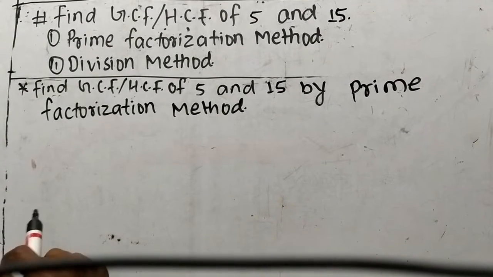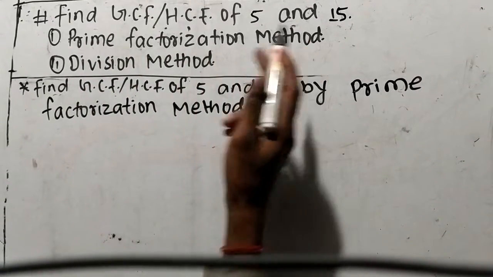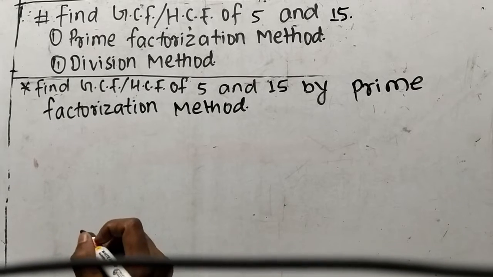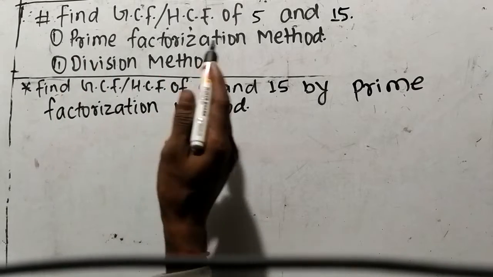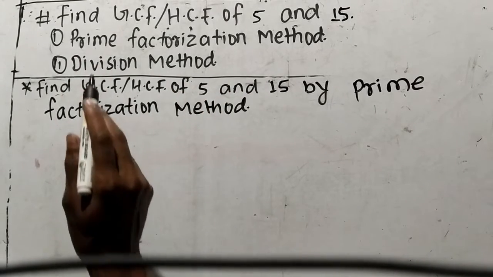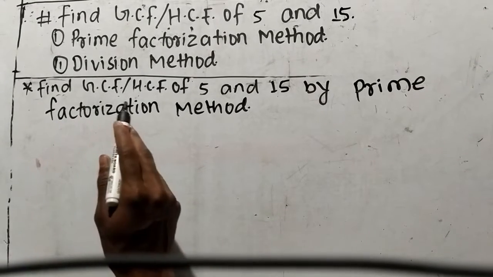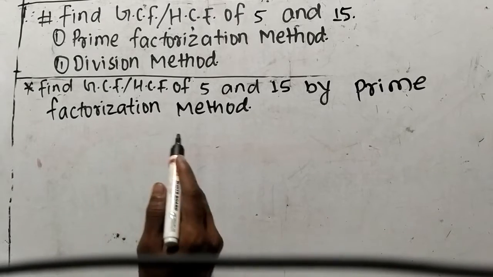So today in this video we shall learn to find the GCF or HCF of 5 and 15, and here we shall find out the GCF or HCF of 5 and 15 by two methods. First one by prime factorization method and the second one by division method. So let's find out GCF or HCF of 5 and 15 by prime factorization method.